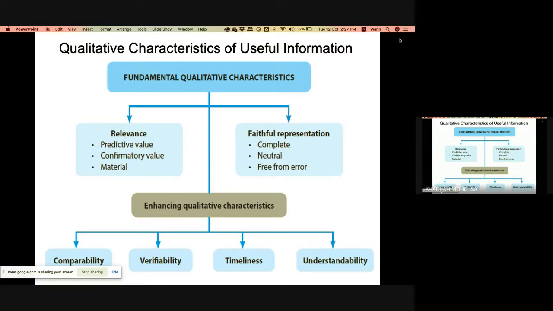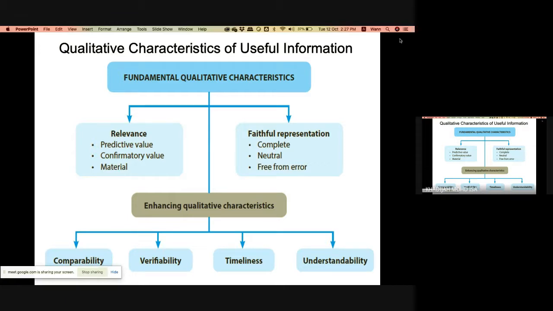On top of that, we also enhance the qualitative characteristic by having comparability. It means that you can compare company A and company B based on the financial statement. Which company is better? Which company provides better returns, for example? Which company will sustain longer? So, comparable. And then it can also be verified. If you want to verify the information, you can do that. So that is a good financial statement.